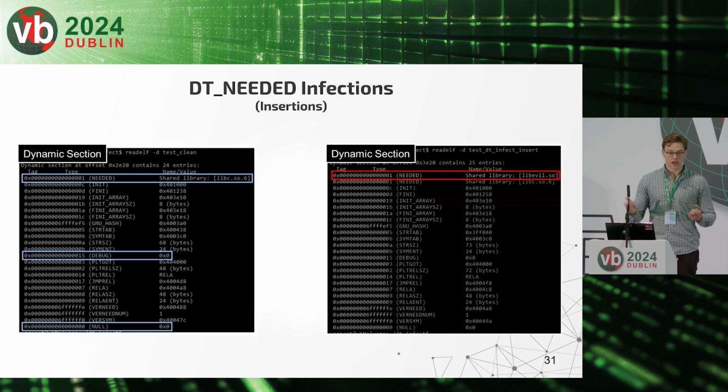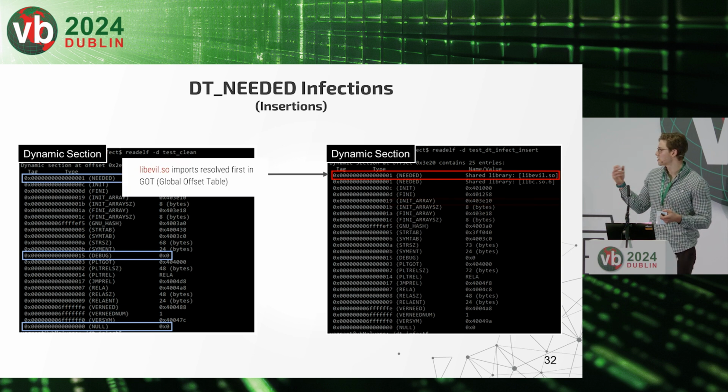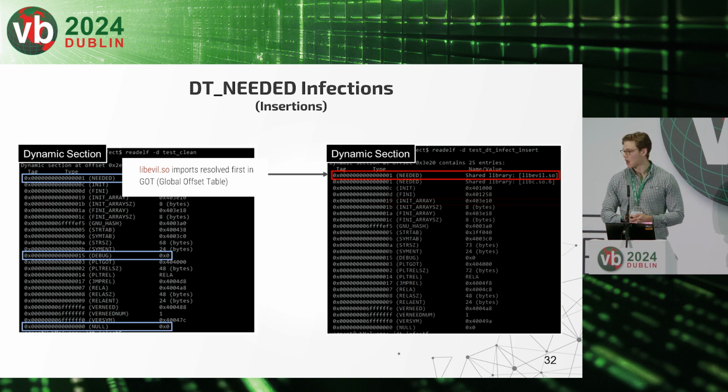Another method is to insert a new DT_NEEDED entry at the top and shift every other entry downwards. This involves a little bit more work, and you think, why bother? Well, we can ensure that our malicious library is loaded in preference to other libraries, so their exports are resolved first, which means that we don't have to have any sort of stub code that resolves and patches the global offset table.